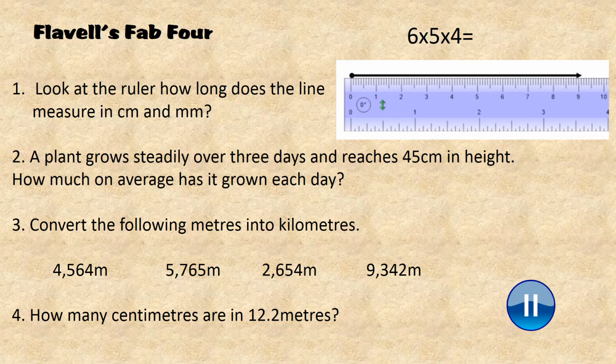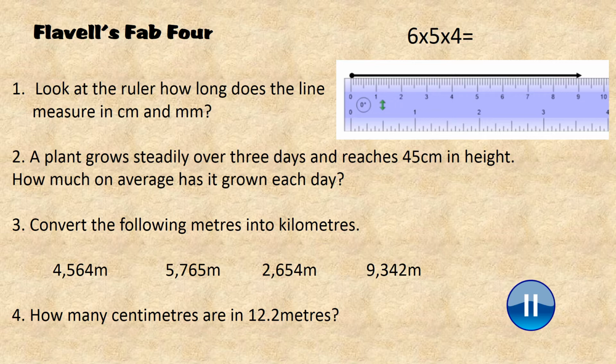Okay, so we've got Flavell's Fab 4 today. Again, we've got a 3-part multiplication, 6 multiplied by 5 multiplied by 4. And then we've got, look at the ruler, how long does the line measure in centimetres and millimetres? 2 parts to that answer. A plant grows steadily over 3 days and reaches 45 centimetres in height. How much on average has it grown each day?